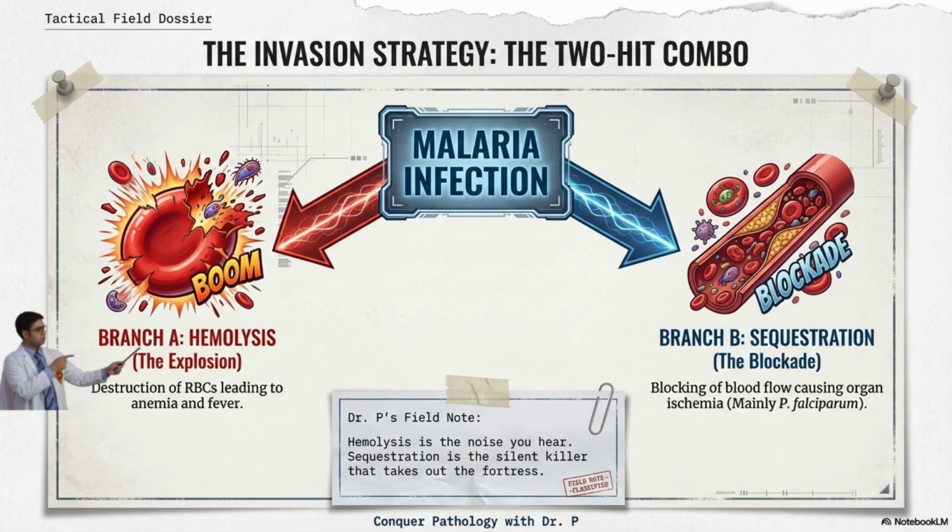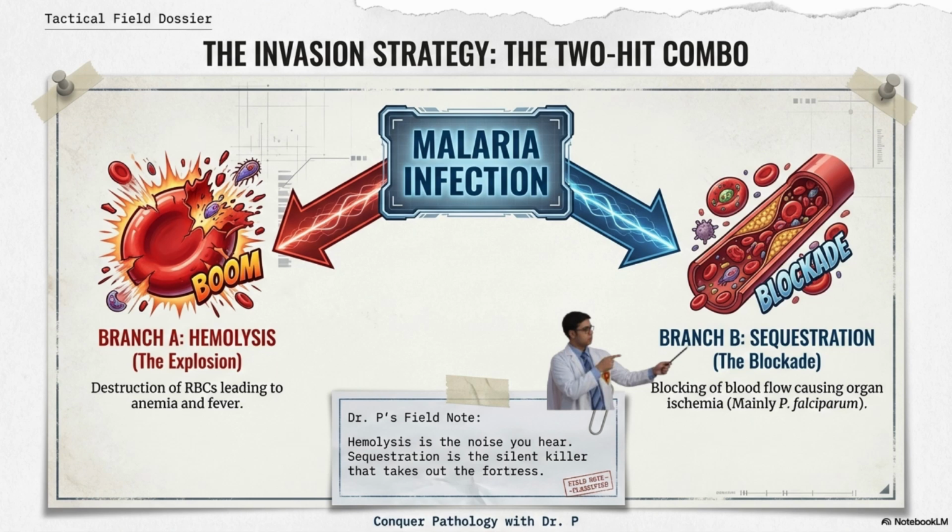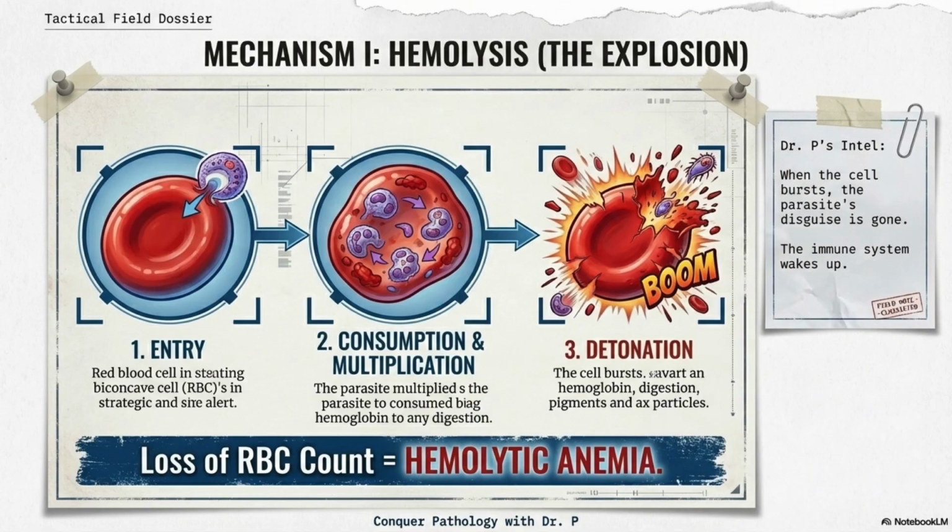Branch A is hemolysis. This is the explosion. It's the destruction of RBCs leading to anemia and fever. It's the noise you hear. Branch B is sequestration. This is the blockade. It's the silent killer that blocks blood flow and takes out the fortress. It is mainly seen in P. falciparum. Let's break down mechanism number 1, the explosion.